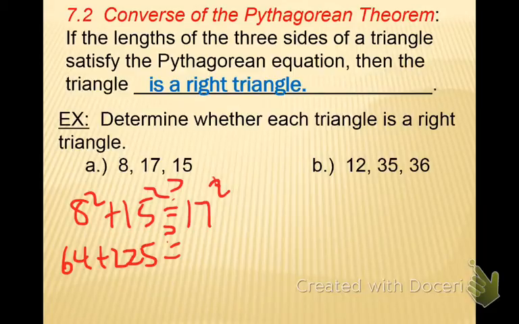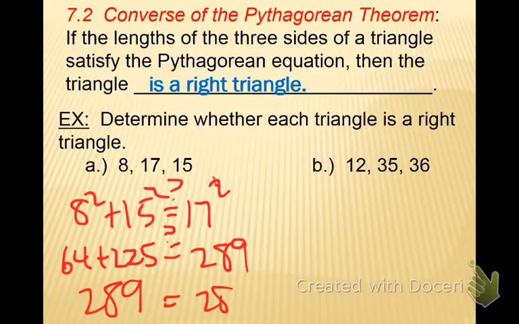I need you guys to help me out. Use your calculators. Come on, do something. 289. Right, so that's going to be 289 equals 289. That's true. So we could say this is a right triangle.